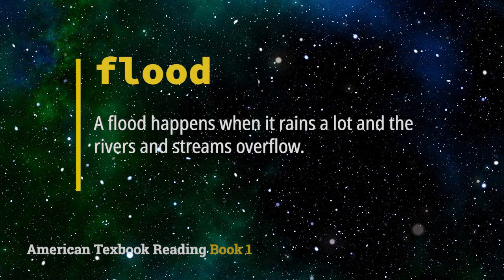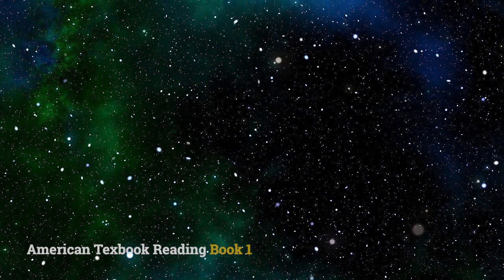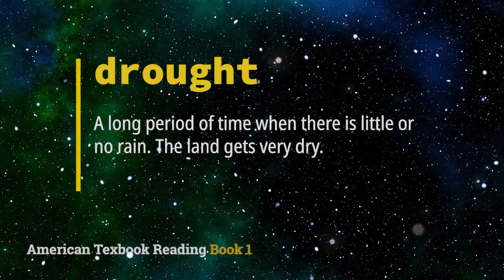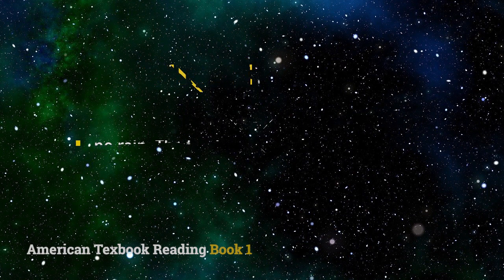Flood. A flood happens when it rains a lot and the rivers and streams overflow. Drought. A long period of time when there is little or no rain. The land gets very dry.